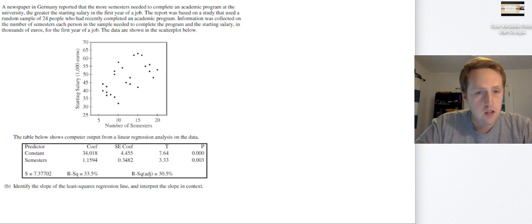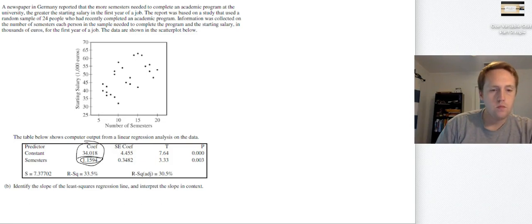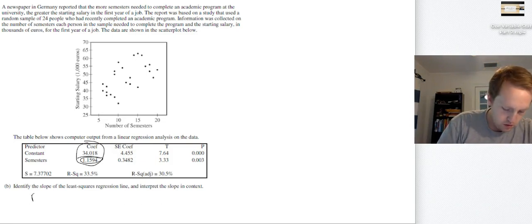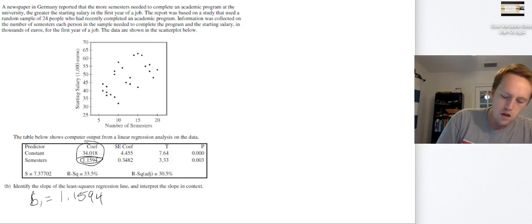Okay, so same skill as the last one, right? We need to find the slope, so it's in this column. The one that has a variable, that's my slope. So the slope, I'll say b sub 1 equals 1.1594, and I'll interpret it over here in this big white space that I left myself.